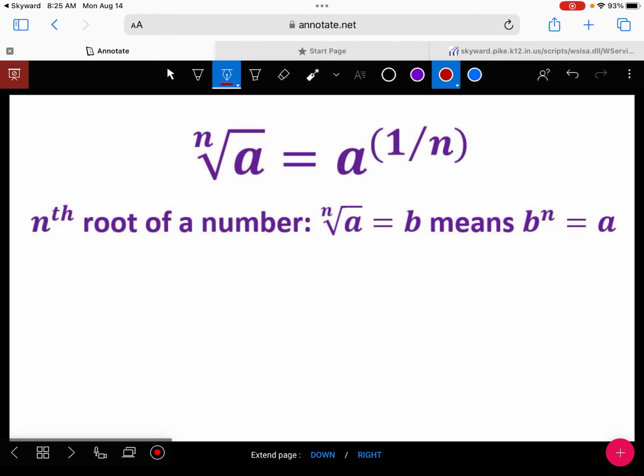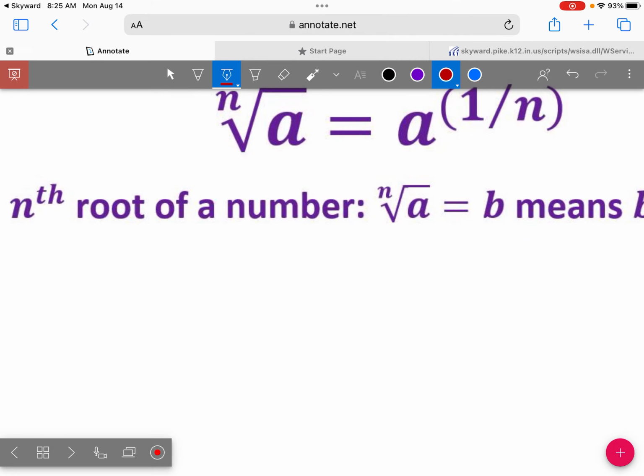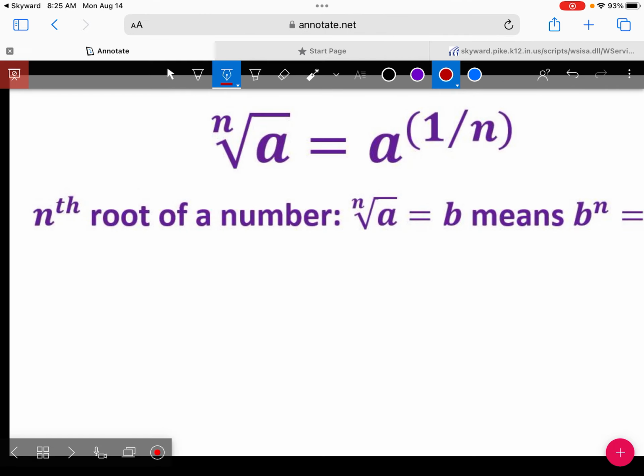Okay, so this says the nth root of a number also means a to the power of 1 over n. So what that means is, if you have, let's just pick one of these perfect squares. Let's say 25. If you have the square root of 25, that can also be written as 25 to the power of 1/2. That's the exact same thing.